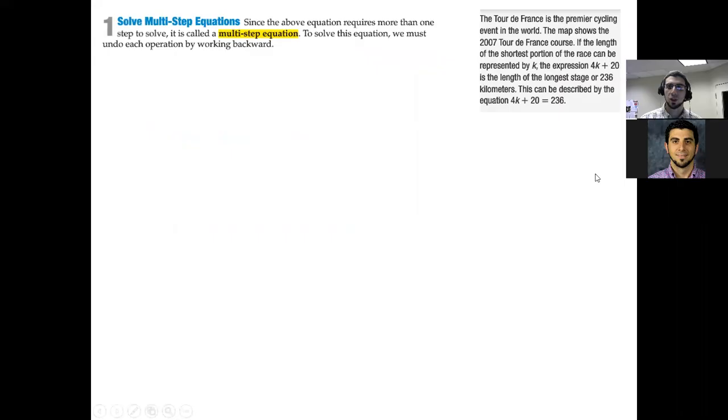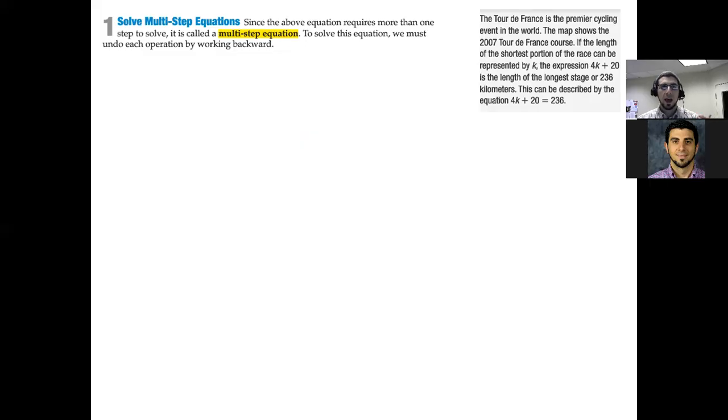All right, so the Tour de France is a premier cycling event in the world, and the map shows the Tour de France course. If the length of the shortest portion of the race can be represented by k, the expression 4k plus 20 is the length of the longest stage, or 263 kilometers. This can be described by the equation 4k plus 20 equals 263. So that's an example of an equation that would require multiple steps in order to solve it. Okay, so since that equation requires more than one step, it's called a multiple or multi-step equation.